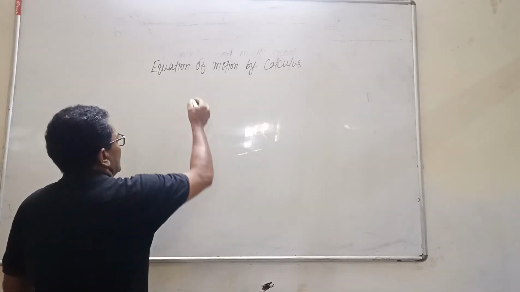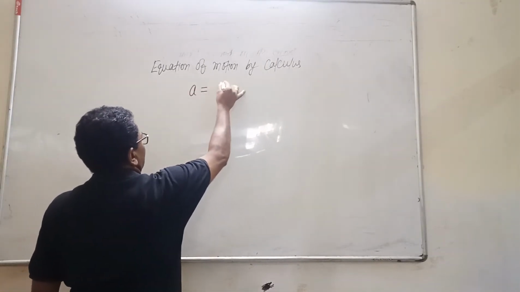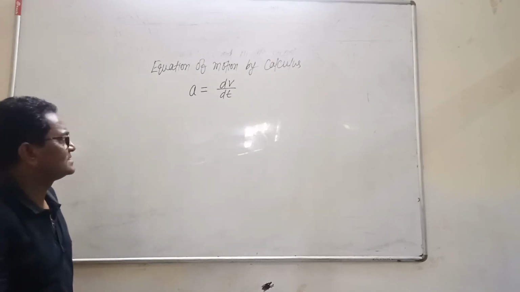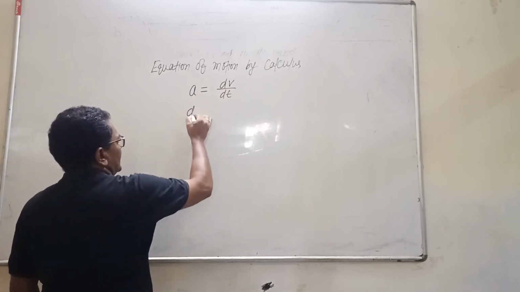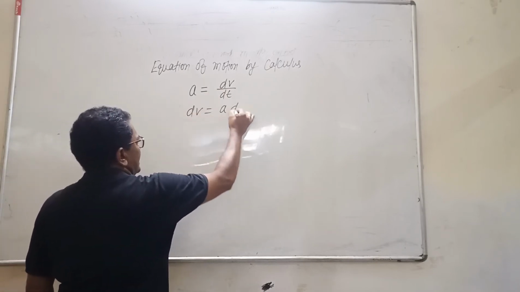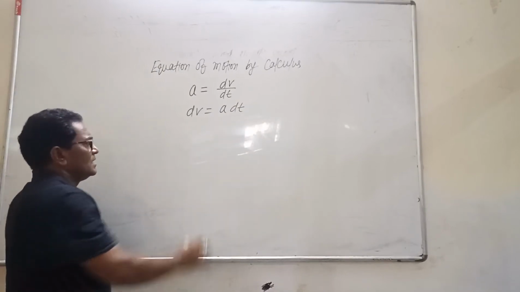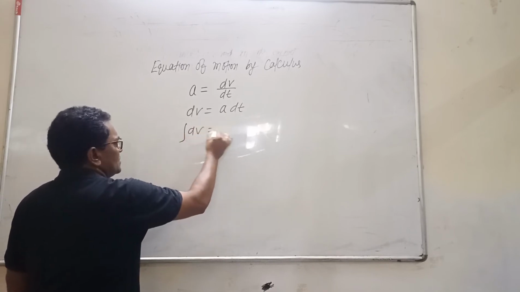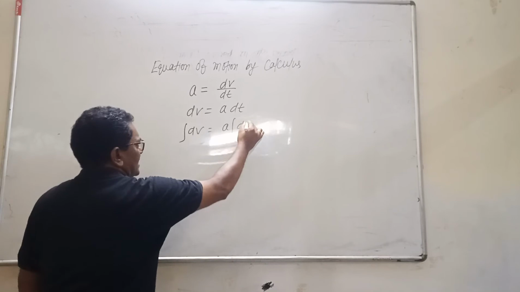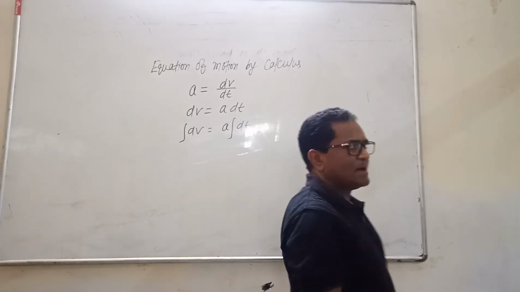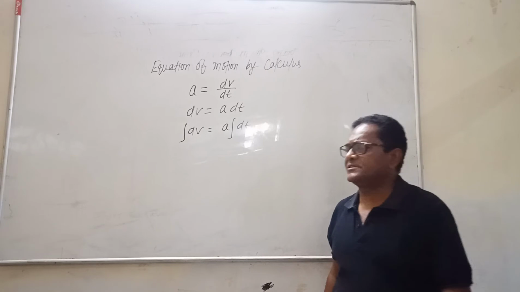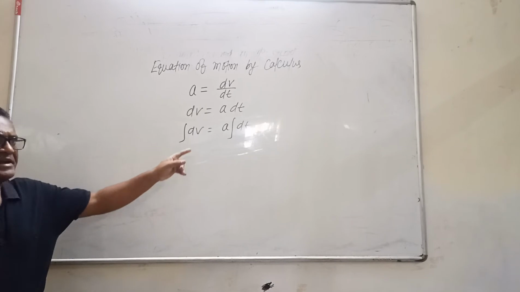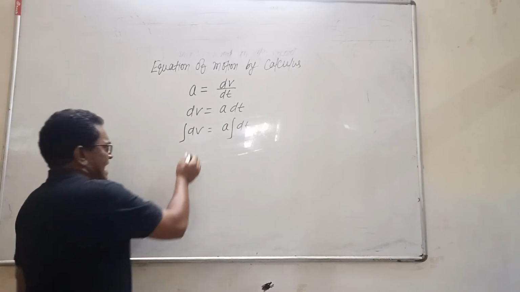We know instantaneous acceleration a is given by dv by dt. This is the expression for instantaneous acceleration. Do cross multiplication, so dv equals to a into dt. Now apply integration both sides. So integration of dv equals to a, constant taken outside, a integration dt. Integrate both sides and taking limit.